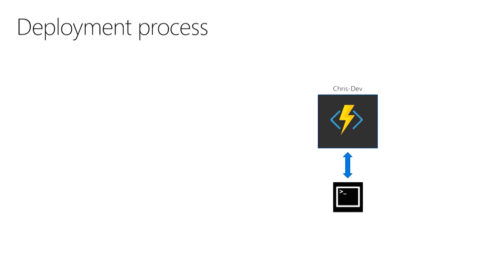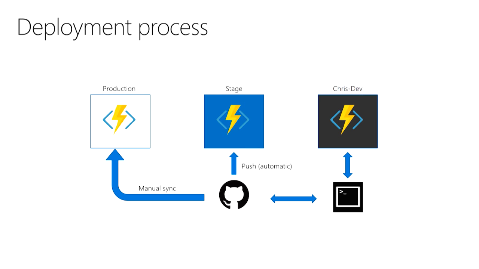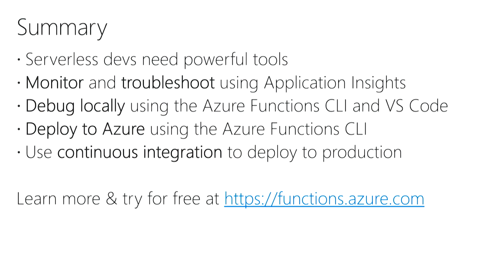Just to summarize, this is the deployment process that I showed. Chris was using the Azure Functions CLI as well as Git commit to push his changes to his dev branch. When he did a Git commit, it went to stage, as well as other changes from his team. And then we did a manual deployment to production. So now you can see how Azure Functions tools help you with the full DevOps lifecycle.